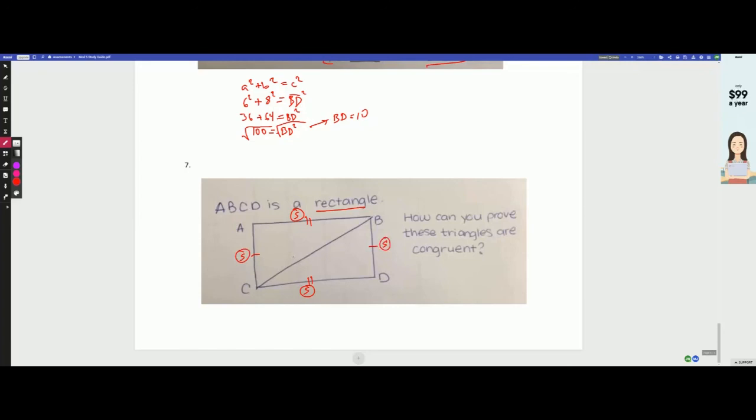But what else? Well, isn't BC being shared by both triangles? That's the reflexive property. So in a way, we get a freebie. We get a free side. So it looks like we got side, side, side, triangle congruency. Okay, so how can you prove these guys are congruent? Well, first things first, you have to know the definition of a rectangle.